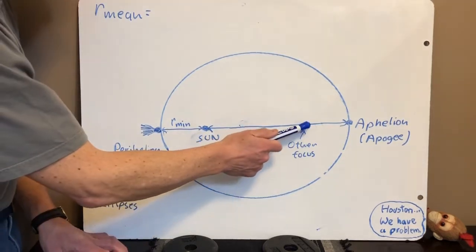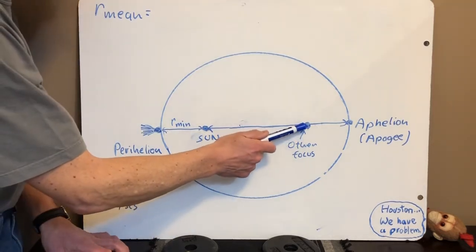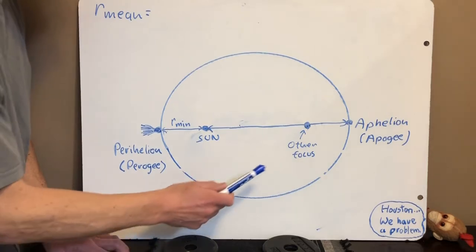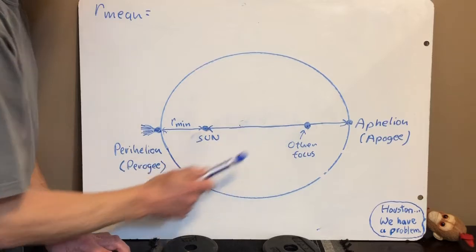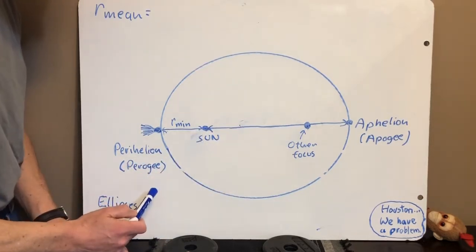The other focus of the ellipse is just some point in space. There is absolutely nothing there. It's not like there's going to be a little sign there that says other focus. It's just going to be some point in space. It looks like any other point. But the sun is definitely at one focus of the ellipse.